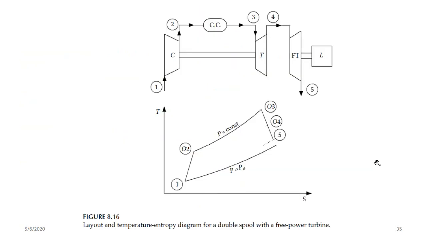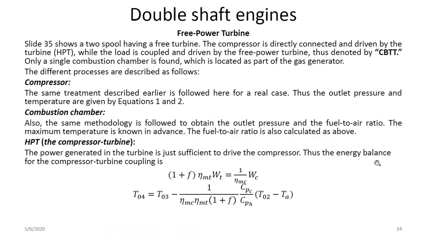So to give you a feel of a double spool engine, you have this one. You've got two compressors, you've got two turbines. So the first turbine drives the compressor, and the second turbine, which is called FT, stands for free turbine. So it's a free power turbine. This is used to drive the load specifically. Okay. So for the high pressure turbine, which drives the compressor, you can do an energy balance.